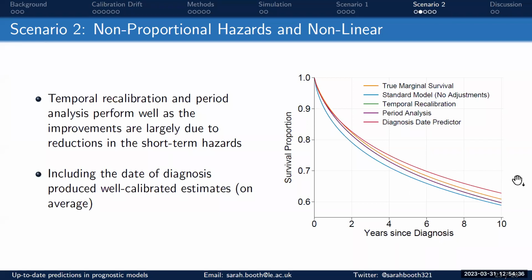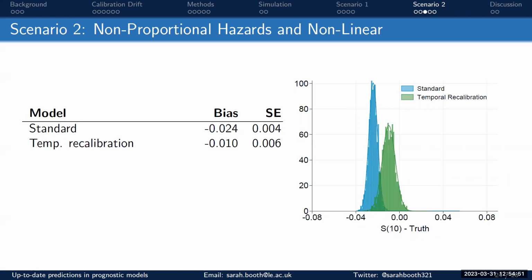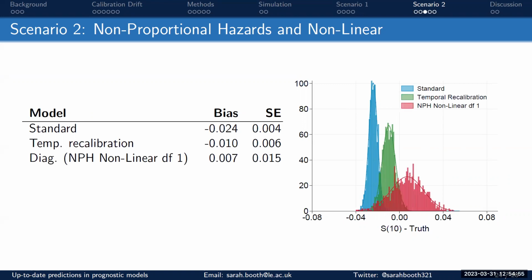And then with diagnosis date, on average, this produced well-calibrated results, but sometimes you do end up with these scenarios where you have overestimated survival a little bit. So just to summarize, the standard method is the most biased. Using temporal recalibration or period analysis was very similar.